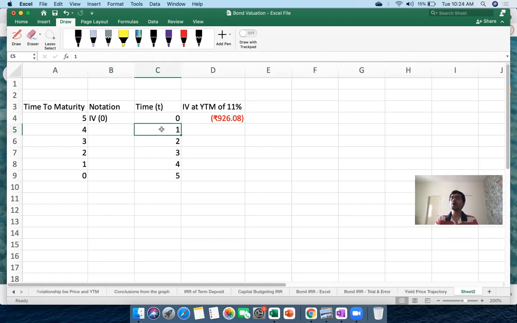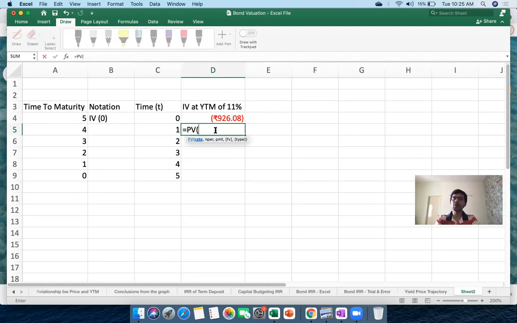So after the first year's coupon has been received, I am calculating the intrinsic value as the present value of future benefits, which is the next 4 years' worth of coupons and the redemption value, which I am entitled to receive at the end of the 4th year. All right. So over here, when I calculate intrinsic value, it's going to be equal to PV.